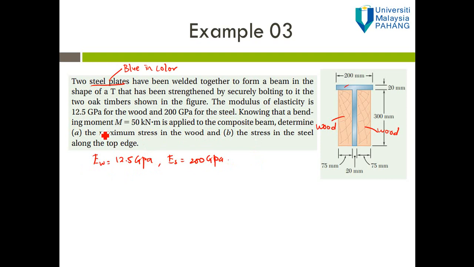Knowing that the bending moment M is equal to 50 kilonewton meter, determine the maximum stress in the wood, which is sigma max. Okay, sigma max for the wood. So that is question 1.